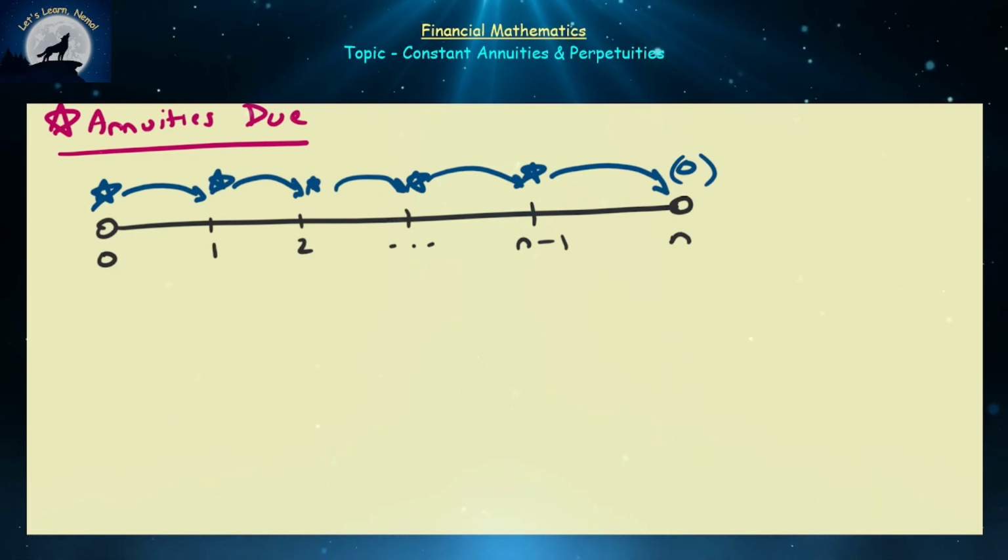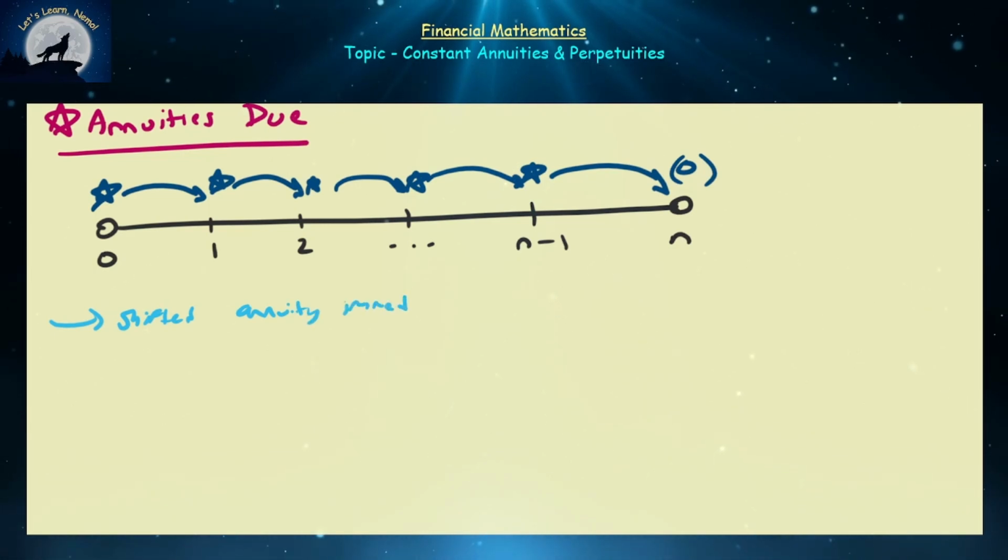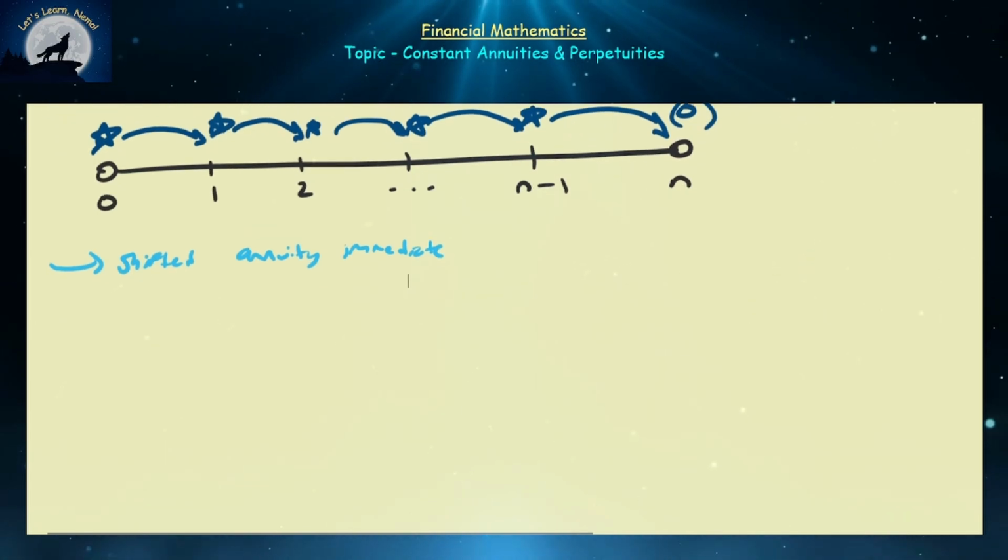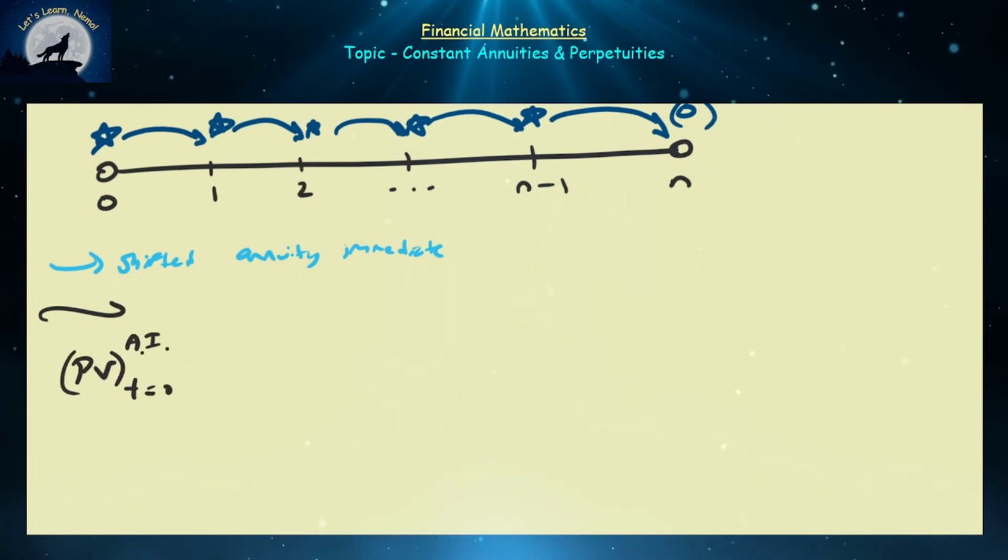So again, from the conceptual perspective between annuities due and annuity immediate, this is just a shifted annuity immediate. So let's see if we can perform a little bit of mathematics on annuity immediates. What is the present value at time t equals 0 for an annuity immediate?